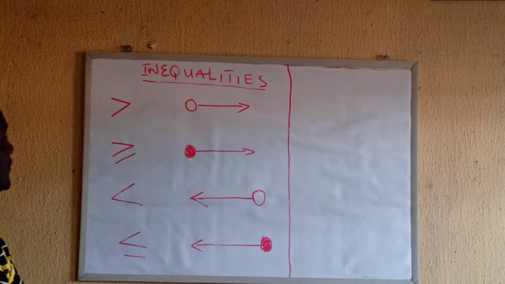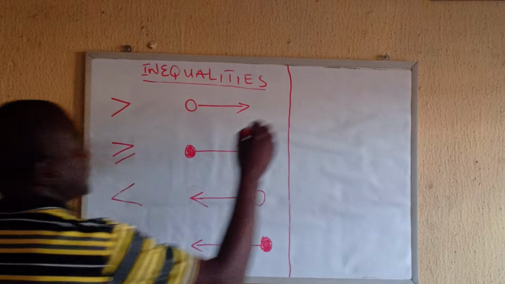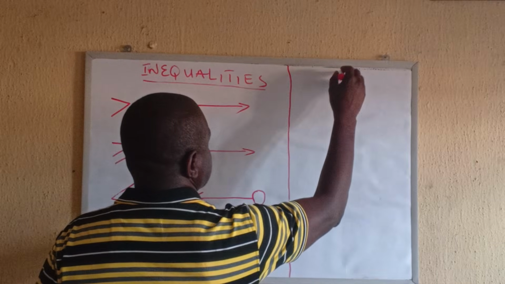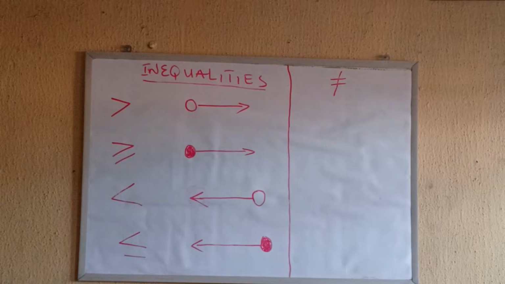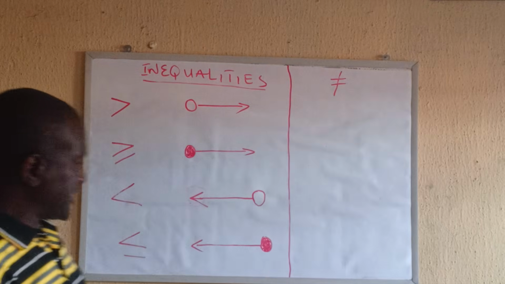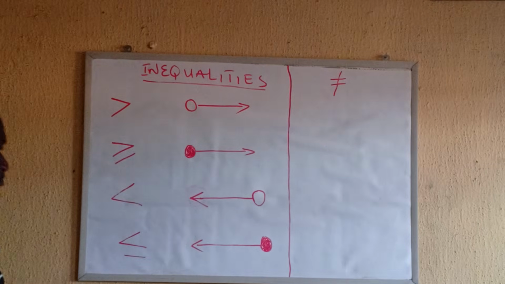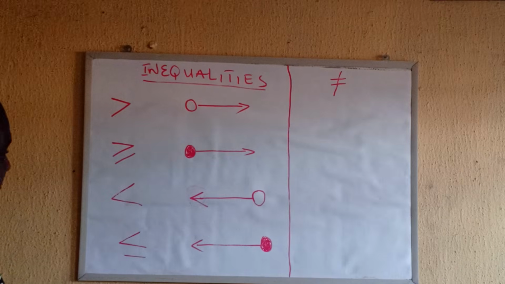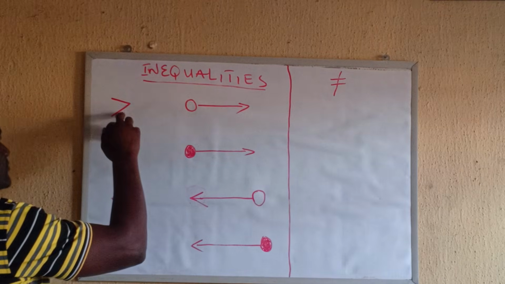We also have the last one, which is the unequal, which we're not going to be dealing with in this part. Not equals to. This is the symbol of not equals to. It doesn't have a representation. But these are the major inequalities we shall be looking at in this topic. There are four.